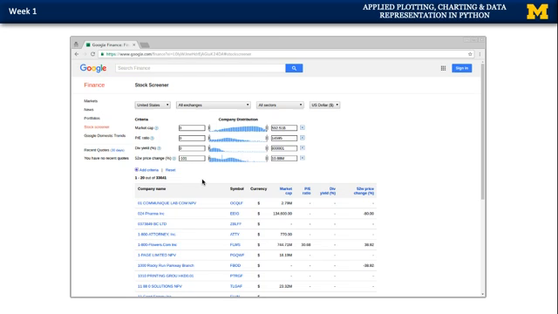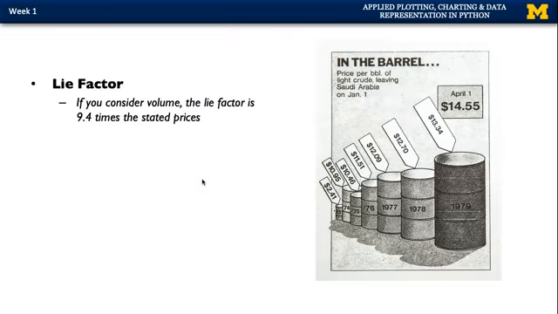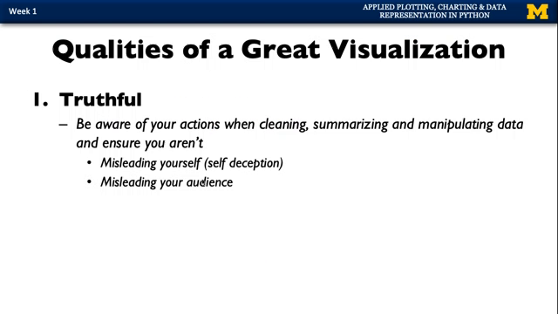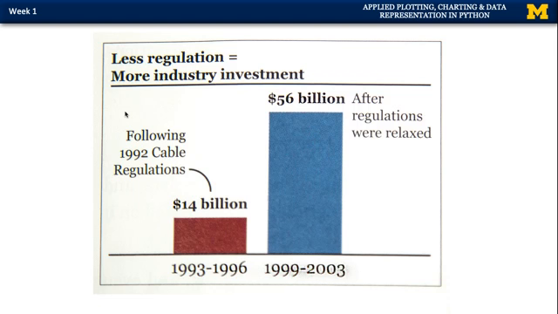So this is just some more representation of the data. Now the qualities of a great visualization. One is truthful. Be aware of your actions when cleaning, summarizing, and manipulating data, and ensure you are not misleading yourself, like self-deception, and you are also not misleading your audience. This is a very important quality if you are going to have a good visualization.